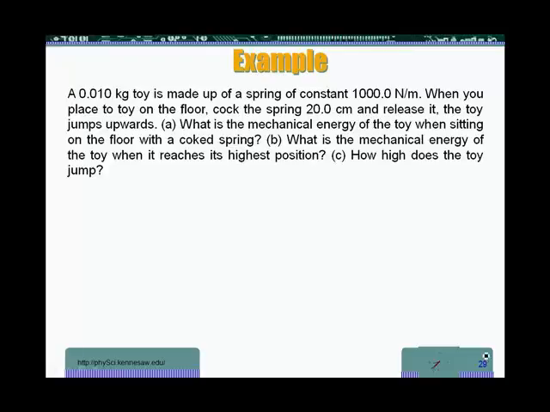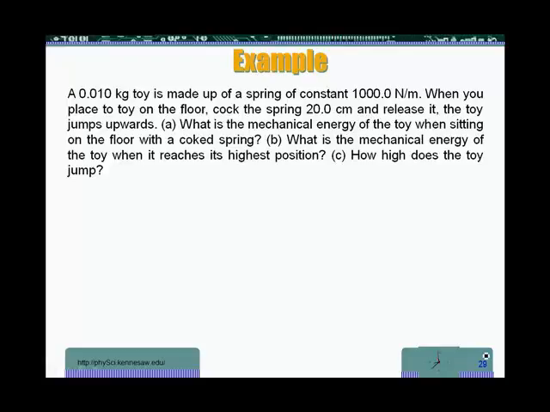Okay, in this recording we'll work a couple more examples. Let's start with this one. This one is an interesting toy. What you do, you cock the toy, it has a spring, you push it down on the floor and it jumps upwards.